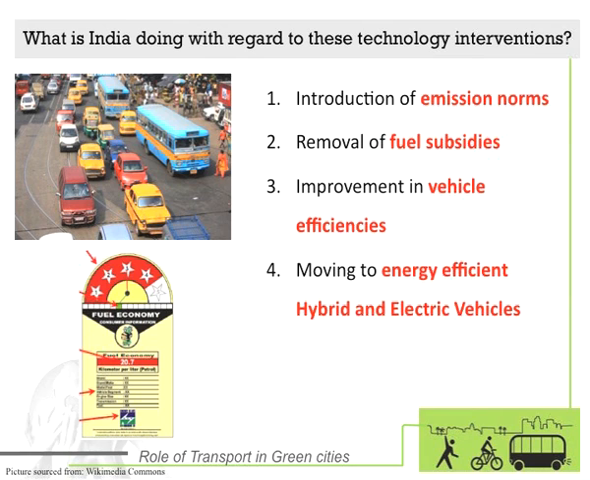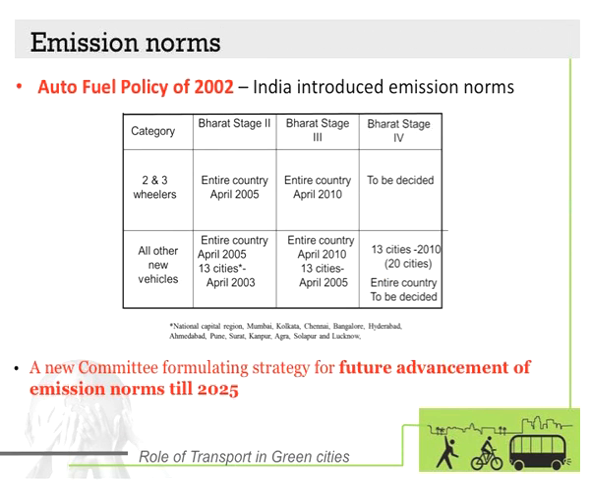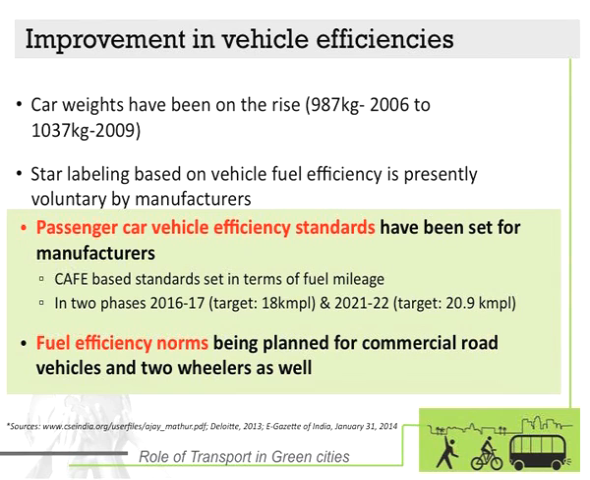We have introduced emission norms. We have the auto fuel policy of 2002. In the country, we have Bharat Stage 3 and 4 norms currently. And there is a new committee that is looking into Bharat Stage 4 being fully implemented across the country, and then Bharat Stage 5 coming in the future. We recently had the fuel efficiency standards for cars announced by the Bureau of Energy Efficiency. What they would do is that the manufacturers would have to comply with these standards and would have to meet average fuel efficiency standard targets.